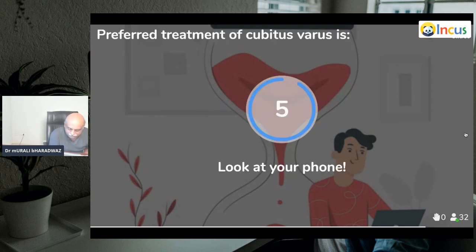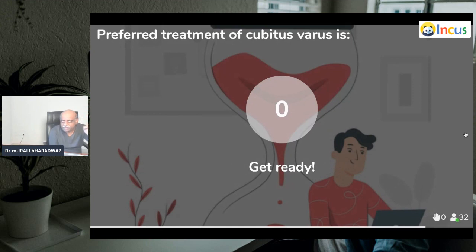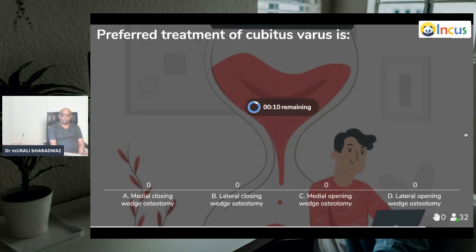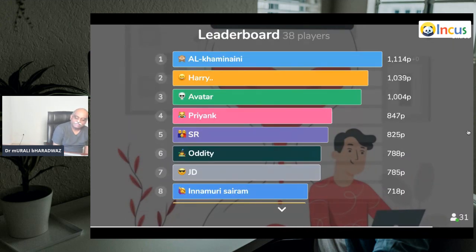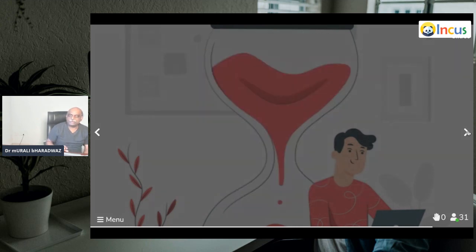Question 21. Cubitus varus. What is the preferred treatment of cubitus varus? Wow! Lateral closing wedge osteotomy is considered to be the preferred treatment. Great. Al Khamenei is rocking in ortho.